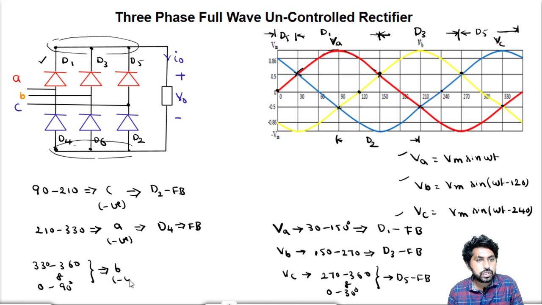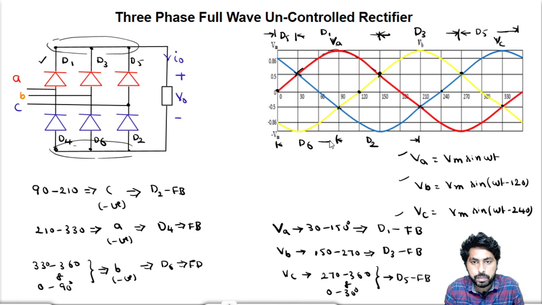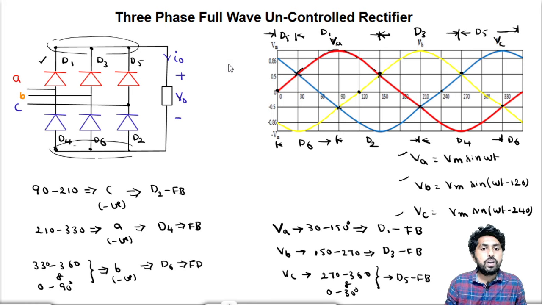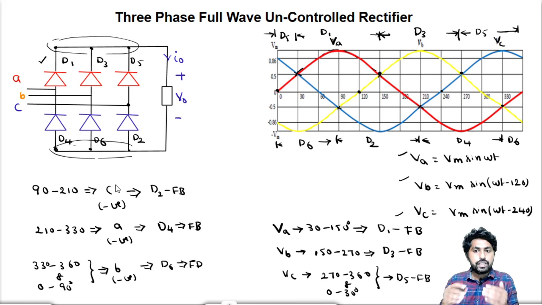that is, B phase is most negative. If B phase is most negative, D6 will be forward bias. So from here to here, D6 will be forward bias. From here to here, it will be D4. So in this gap, it will be D6. So now we have found which devices are forward bias based on the common anode connection and common cathode connection. So up to here we are clear.